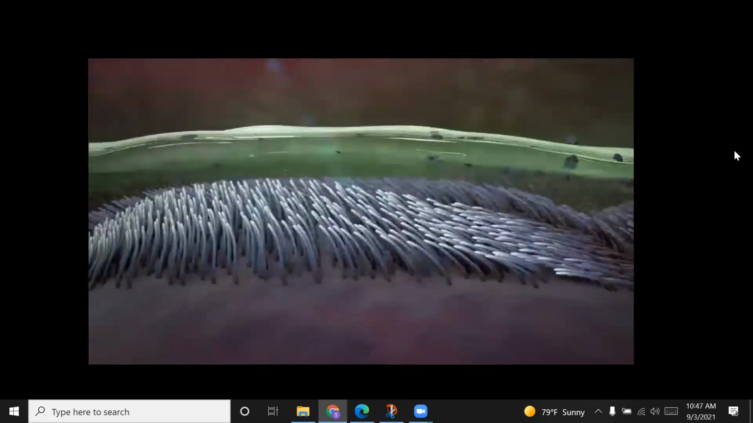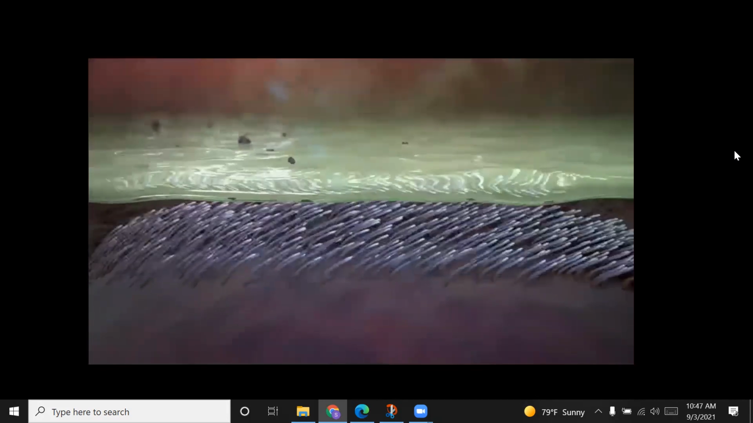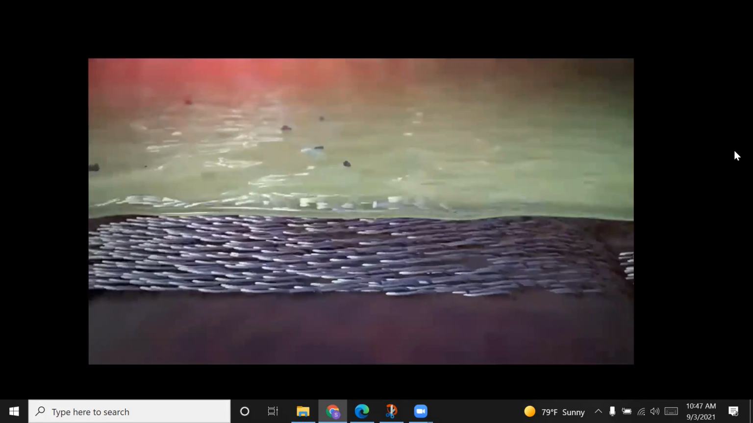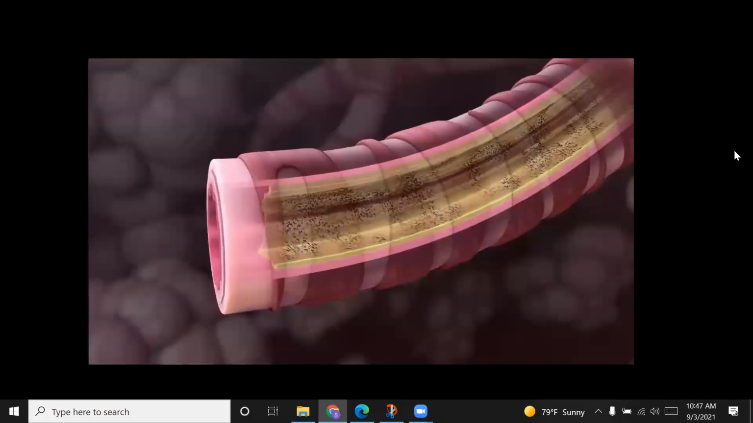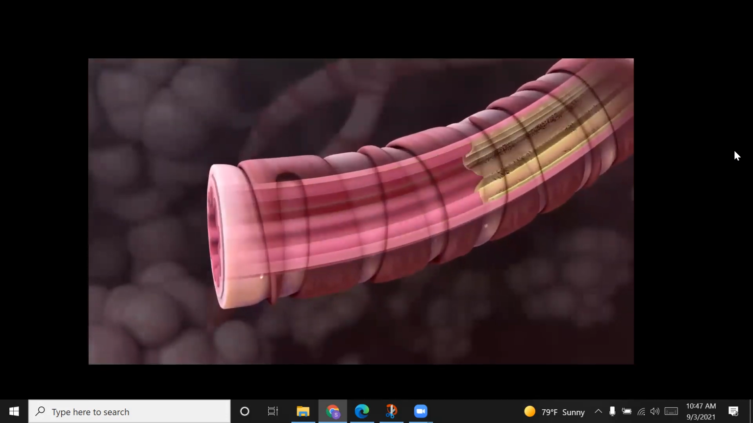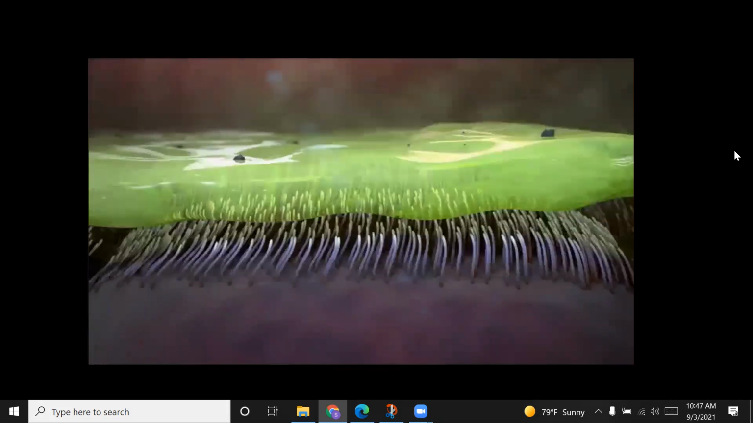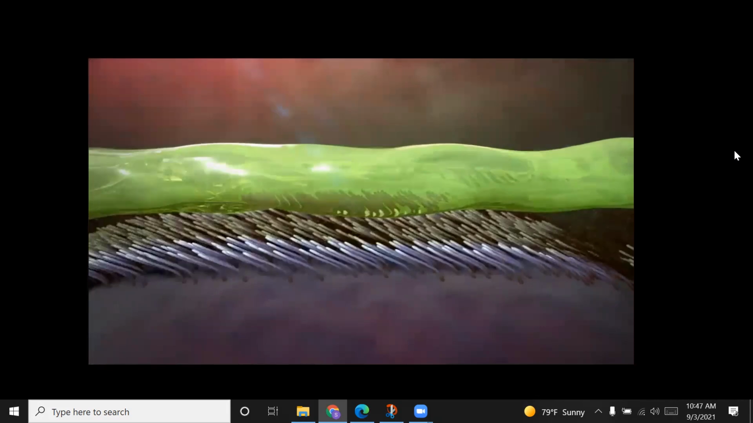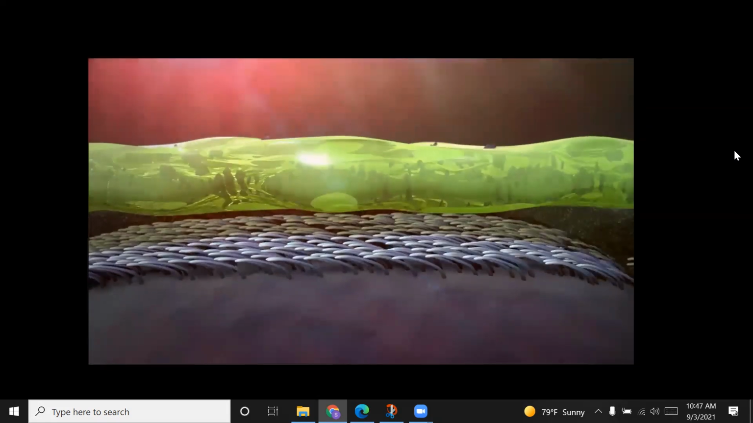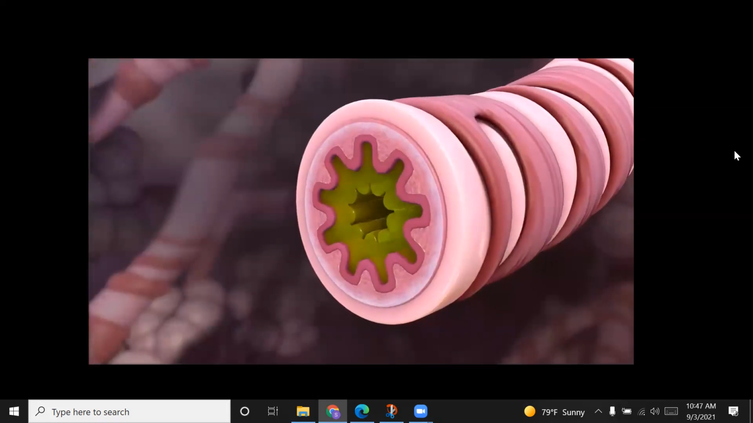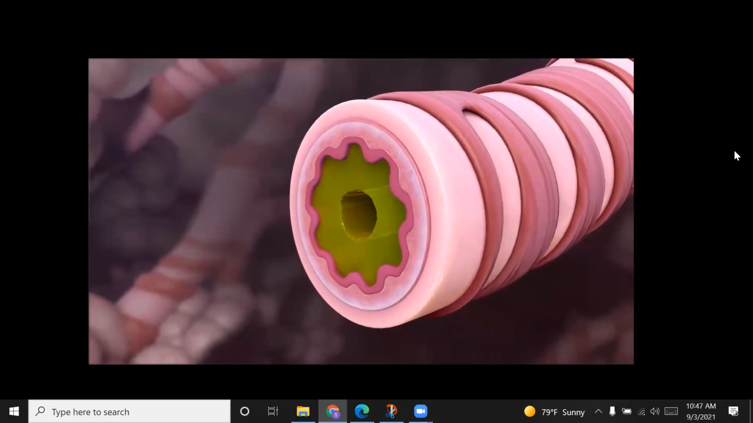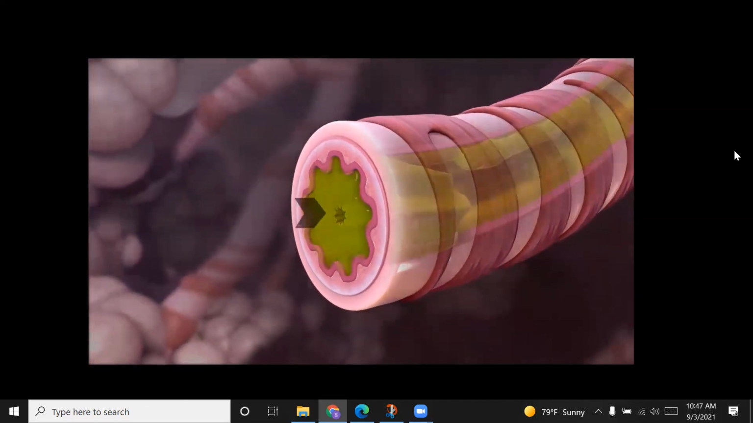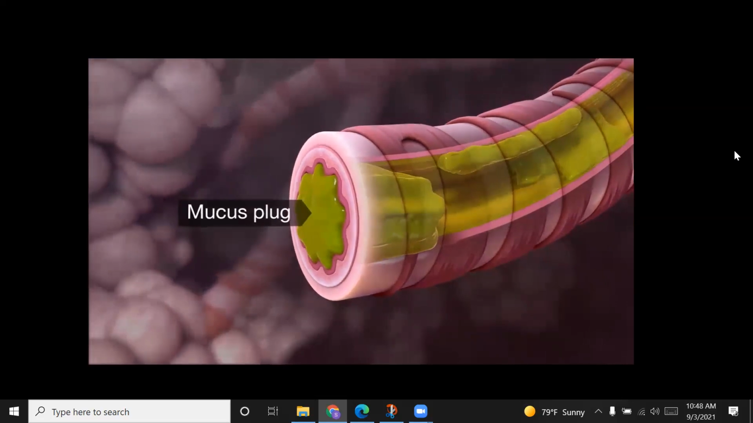Then, hair-like projections on the airway surface, called cilia, push the mucus, trapped dust, and germs out of the lungs. In cystic fibrosis, the mucus is so thick and sticky that the cilia can't push it out of your lungs. This thick, sticky mucus can build up, trap germs like bacteria, and block your airways.